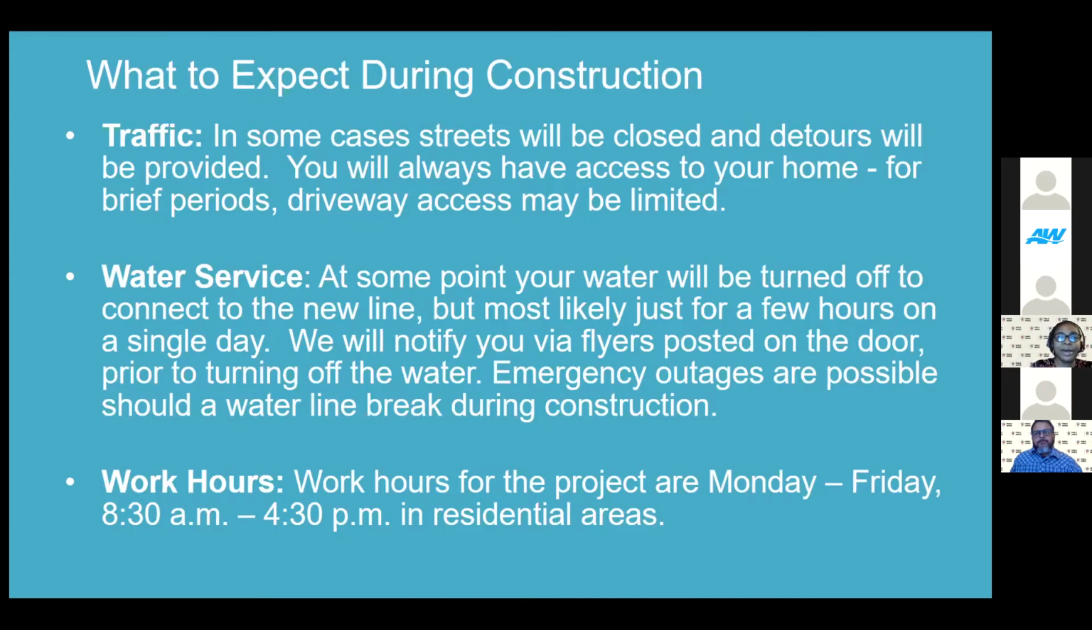At some point, your water will be turned off to connect to the new line, but most likely just for a few hours on a single day. We will notify you via flyers posted on the door prior to turning off the water. Emergency outages are possible should a water line break during construction. So our construction team will be working to pass out those notices anytime we have any type of shutoffs or need to turn off the water. And as the last sentence says, any type of emergency situation will be repaired as soon as possible, and we'll notify you as best as we can in an emergency.